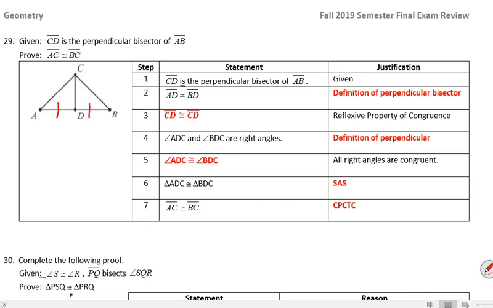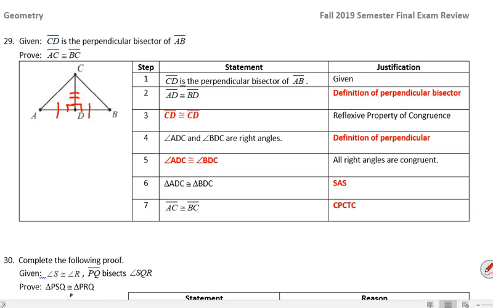CD is congruent to CD because of the reflexive property of congruence. And then ADC and BDC are right angles by the definition of perpendicular. So these are both right angles right here. We know that ADC and BDC are congruent because of right angles. All right angles are congruent.